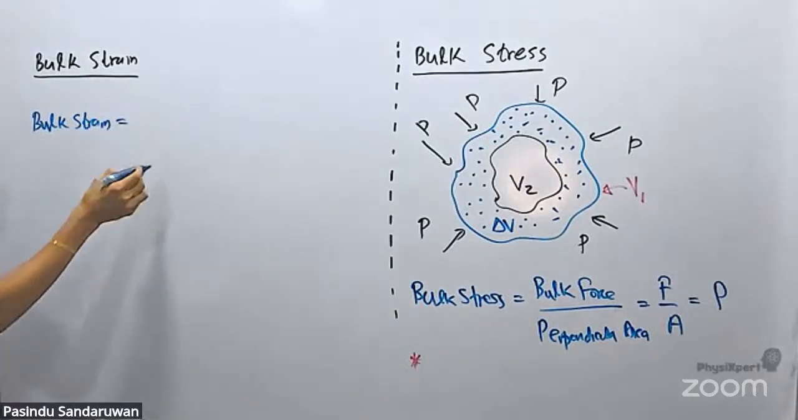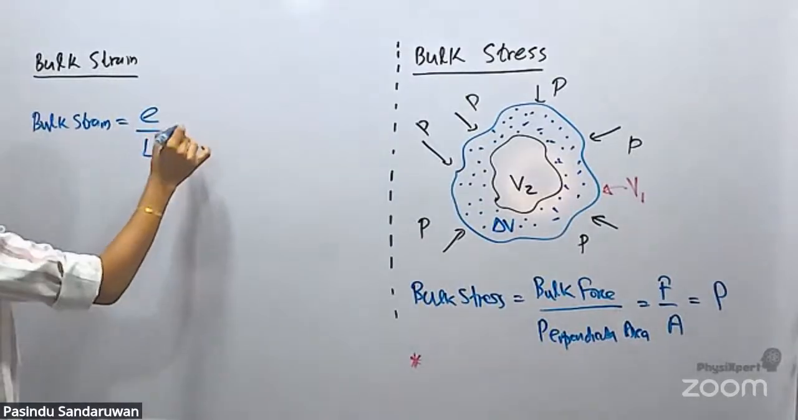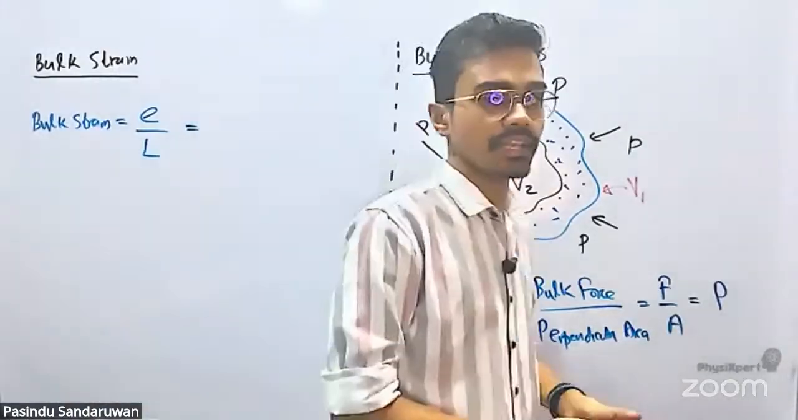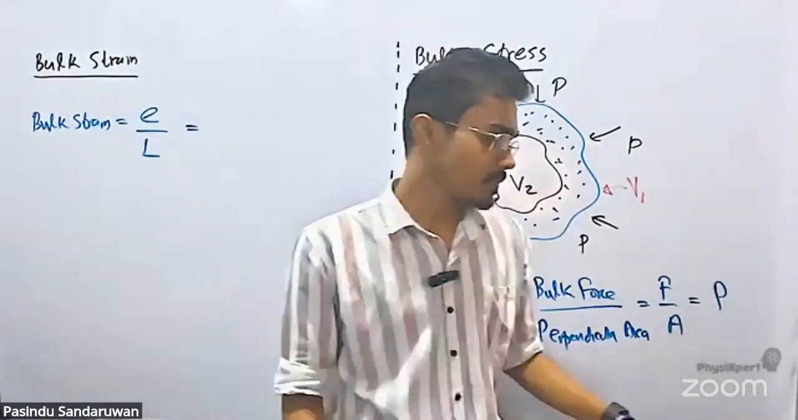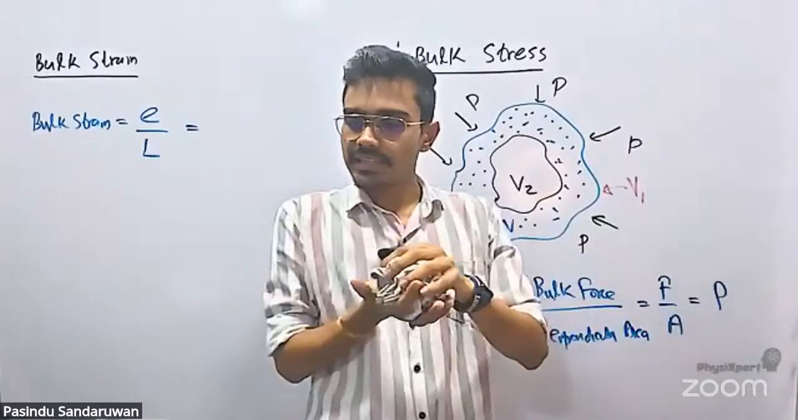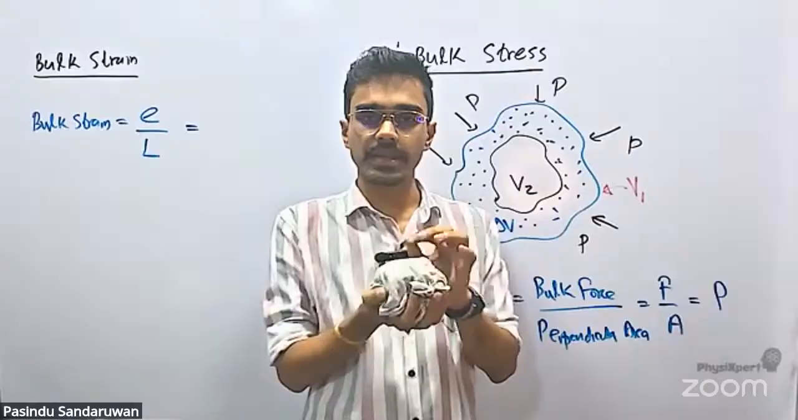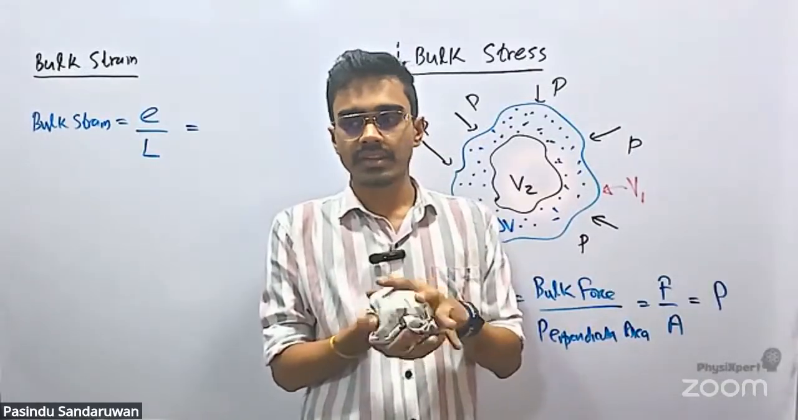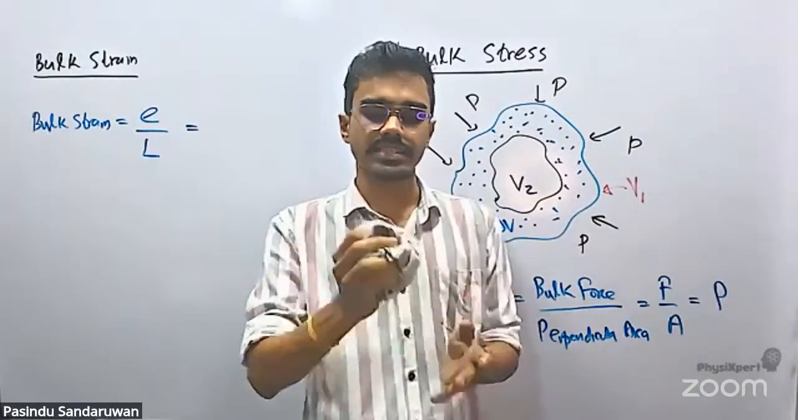So we know any strain was defined as e over L. Listen. Any strain was defined as extension over initial length. But now, if we get an irregular shape like this, is there any surface or any point where we can measure a linear extension? No, right? We don't have any surface where we can measure the initial length as well, because this can be any irregular shape.